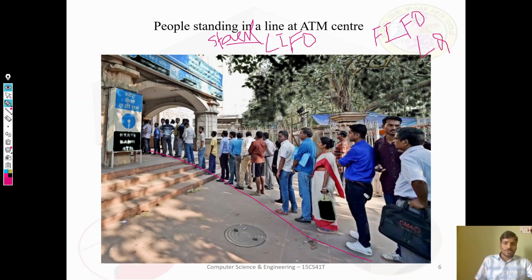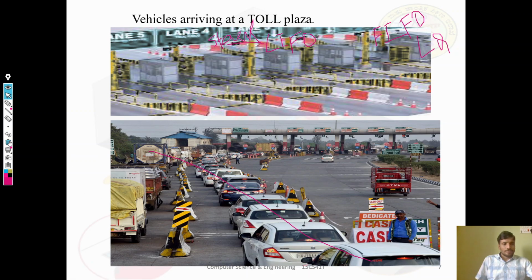Okay students, so whoever comes last in the line, suppose this person is standing in line at the last position, then he will be able to draw the money from the ATM machine at last. He will be the last person. Okay, so this is the concept of first in first out. This is one example. So let us see another example.